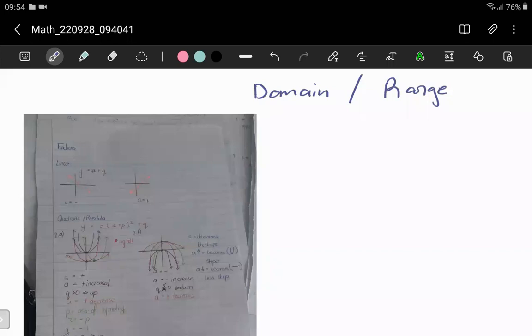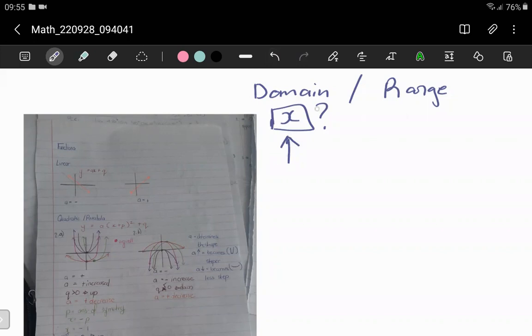So with graphs, when they speak of domain, the question will be asking you, where do you see the graph along the x-axis? Or which x values will that graph potentially have? Or which x values can it possibly have? You see, that's what domain talks about.